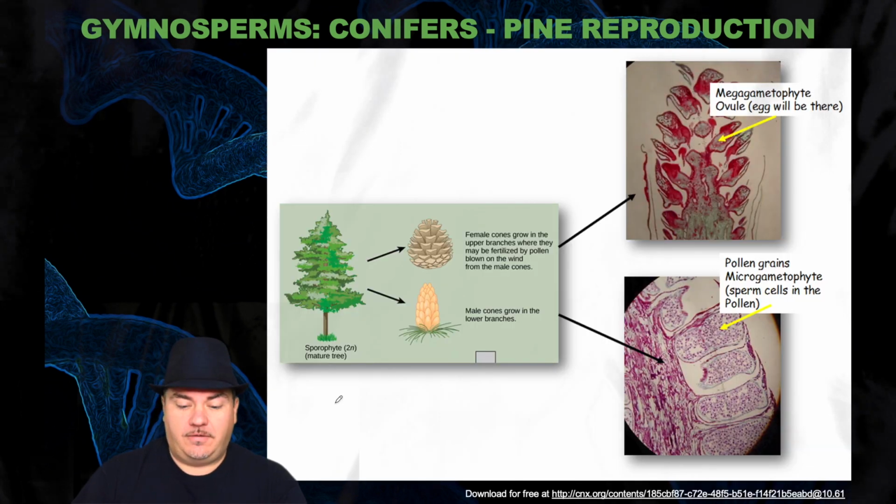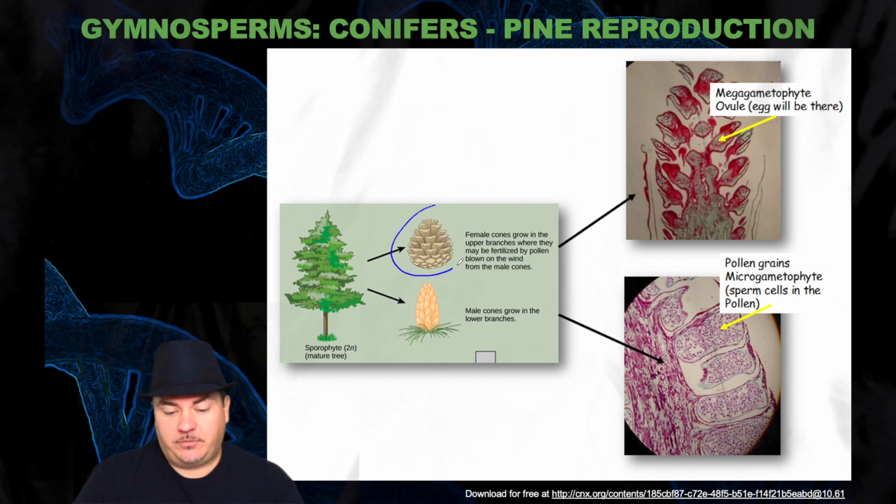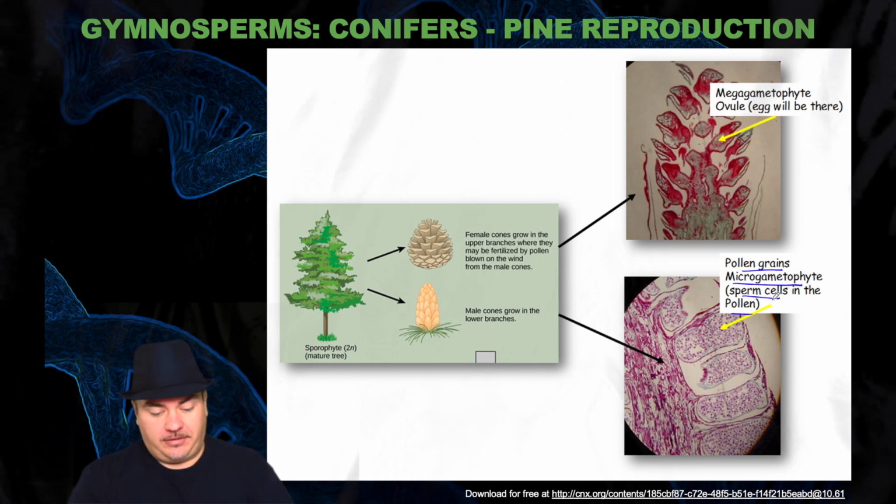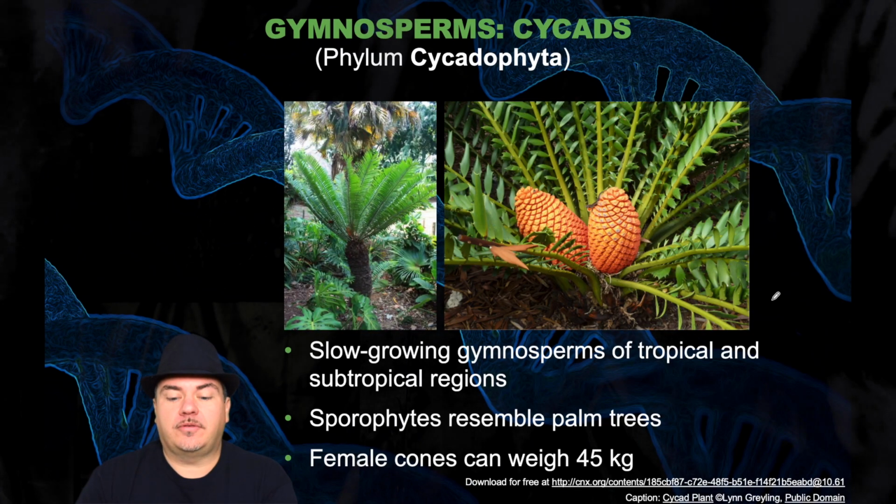So if you think of a pine tree that has pine cones, what you'll find on the upper branches is what you'll think of as more familiar pine cones. These pine cones contain the megagametophyte and the ovule, and you'll find the egg there. The male cones grow on the lower branches. In the male cones, you'll find the pollen grains, which is where the microgametophyte is, and the sperm cells are found inside the pollen.